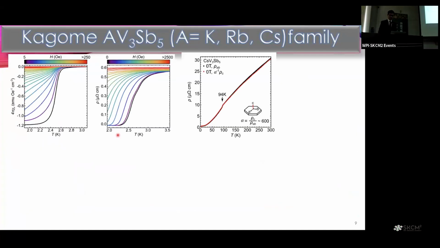And the other family, which is really interesting and has attracted a lot of studies, is this Kagome AV3Sb5, where you have three elements in this family, where the A site can be replaced by potassium, rubidium, and cesium. And in all of these materials, they found charge density wave as well as superconductivity at low temperatures. So these were one of the initial materials where people were really, really interested. And there are a lot of studies on this.